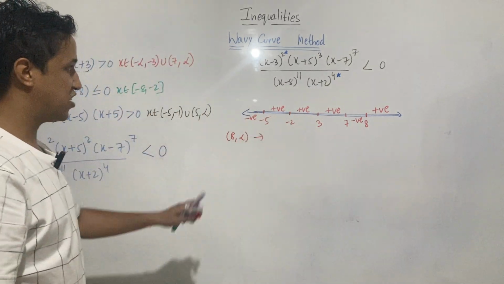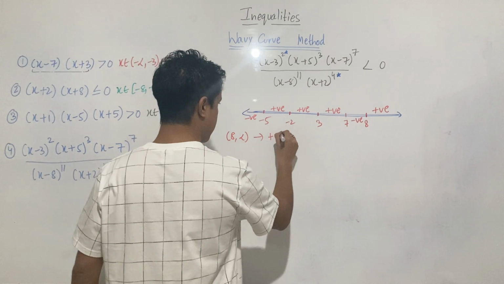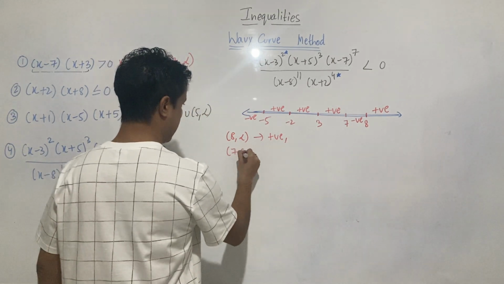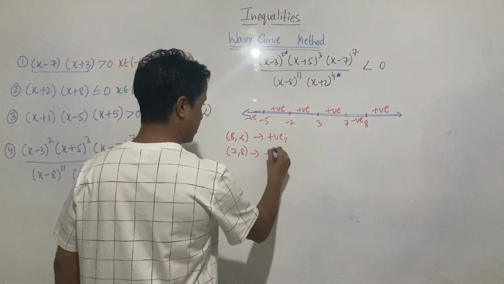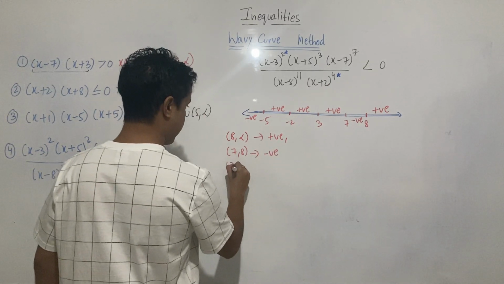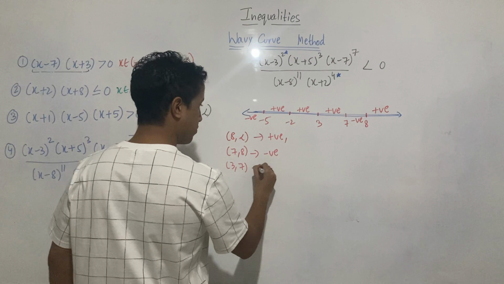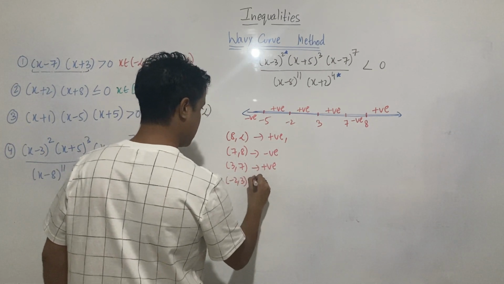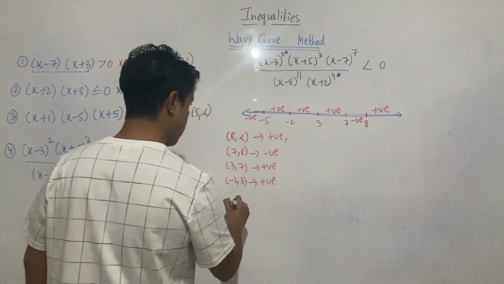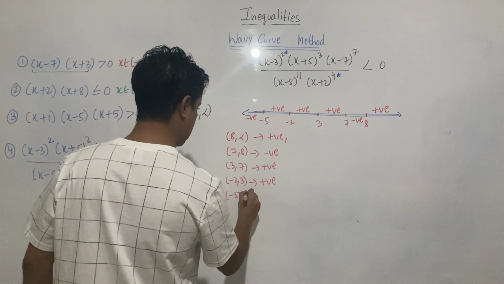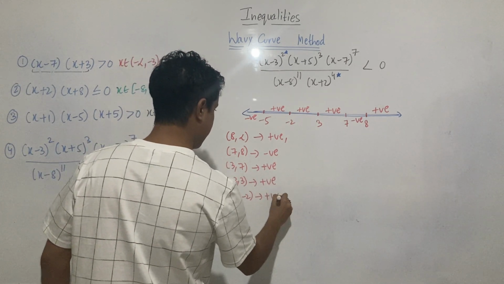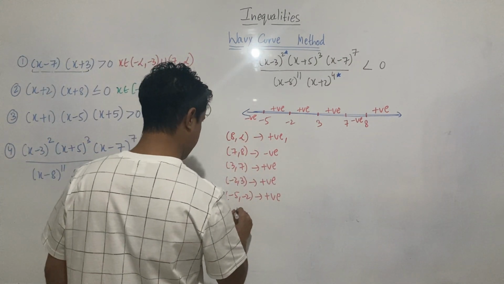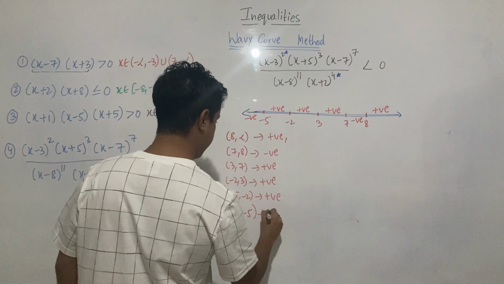So 8 to infinity, positive, right? 7 to 8, negative. 3 to 7, positive. Minus 2 to 3, positive. Minus 5 to minus 2, positive. And minus infinity to minus 5, negative.